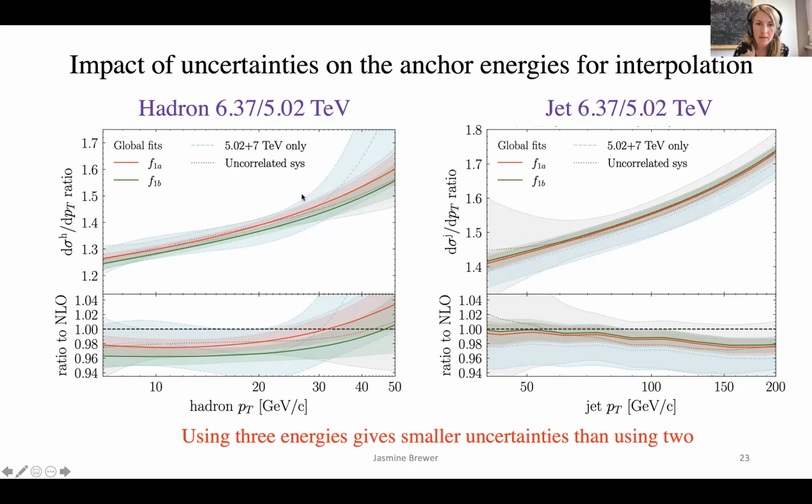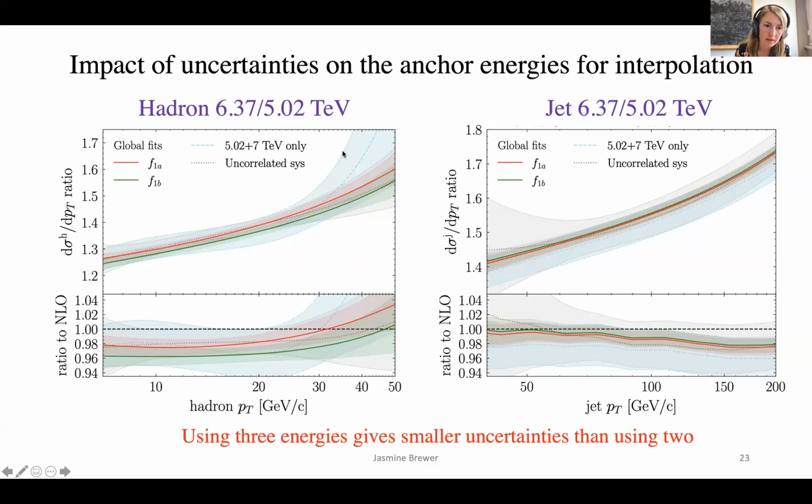A quite interesting thing, at least for us, is that even if you're interpolating to 6.37, you might say that the most important energies are just 5 and 7 TeV, since those are the closest ones. But actually what we found is that if you do the same fits except only with 5 and 7 TeV, the uncertainties are much larger. So there's actually important constraints which are put by including the 3rd energy in the interpolation. I think this is also somewhat what Carlos was suggesting earlier in one of his questions.